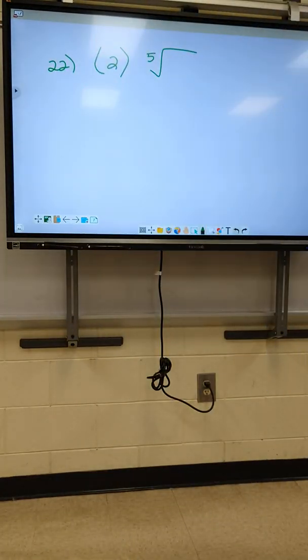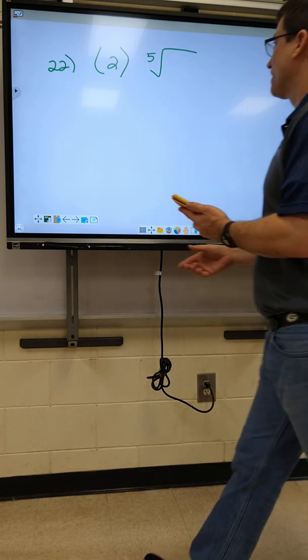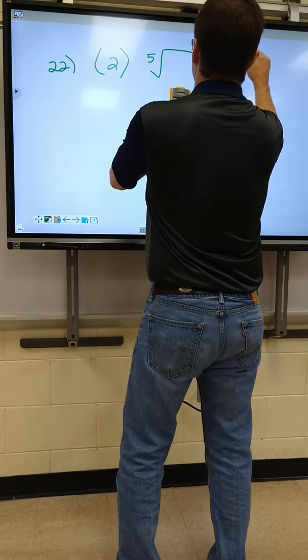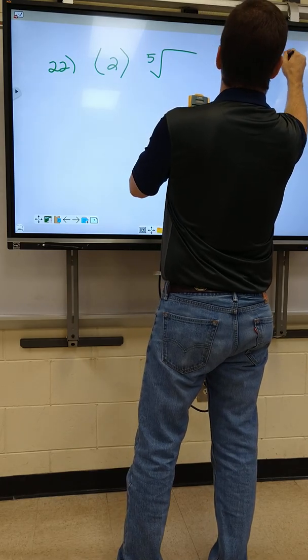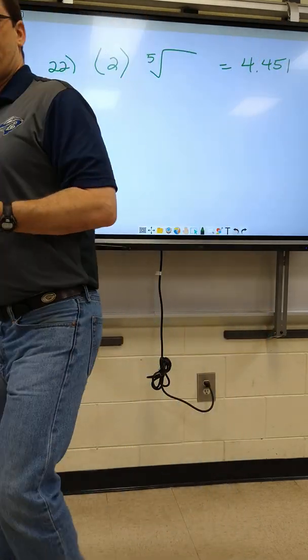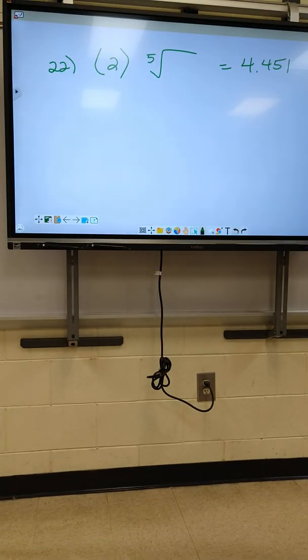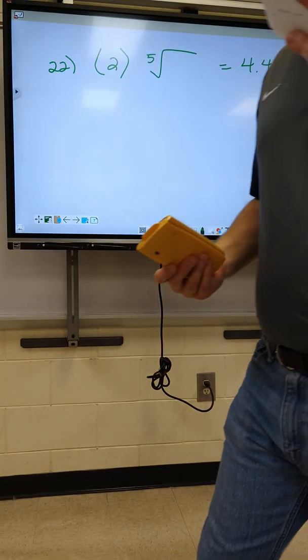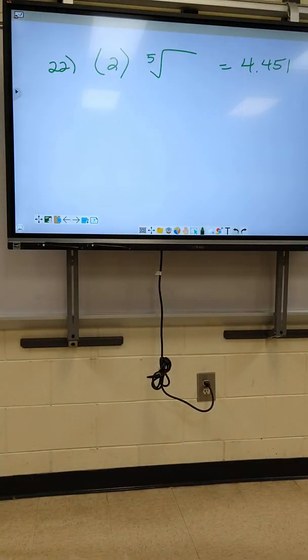All right, so 5, then we got e to the 4th. E to the 4th. All right, what'd y'all get? I got 4.451. Anybody else get that? 4.451. All right, the only other one I might have to help you on, I think, is 25. Let's try 25 next.